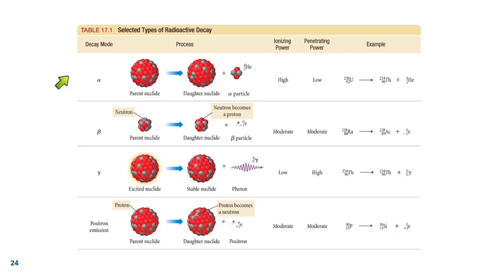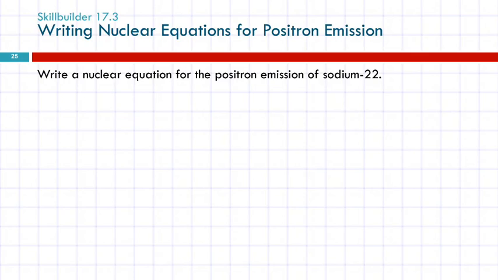So this is a table from your book that just sort of summarizes the different types, alpha, beta, gamma, and positron, lists the order of ionizing power, penetrating power, gives an example. So what do you need to know? You need to know the symbols for the particles, alpha, beta, positron. You should know the symbol for gamma. You should know their ranking in terms of ionizing and penetrating power, and you should be able to write a nuclear equation if given, like the ones we've done, where if they say radium-228 undergoes beta decay, you should be able to write the equation. Write a nuclear equation for the positron emission of sodium-22.